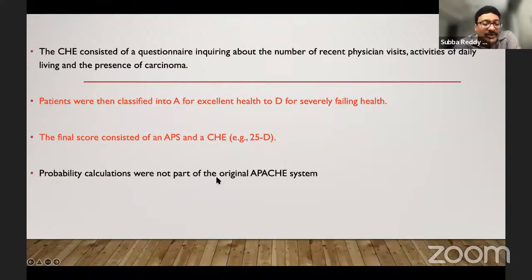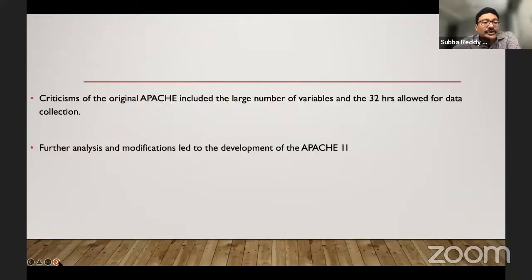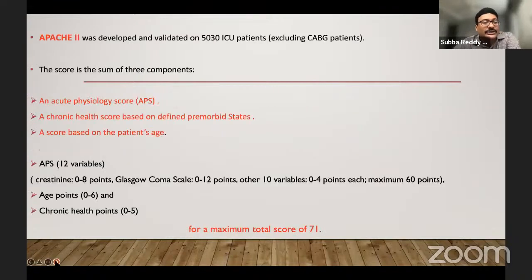The probability calculations were not part of the original Apache system. The criticisms of the original Apache included the large number of variables and the 32 hours allowed for data collection. 32 hours is too long, by the time you stabilize the patients. That is one of the flaws in the initial Apache scoring system. So they modified it and got the Apache 2 scoring system.